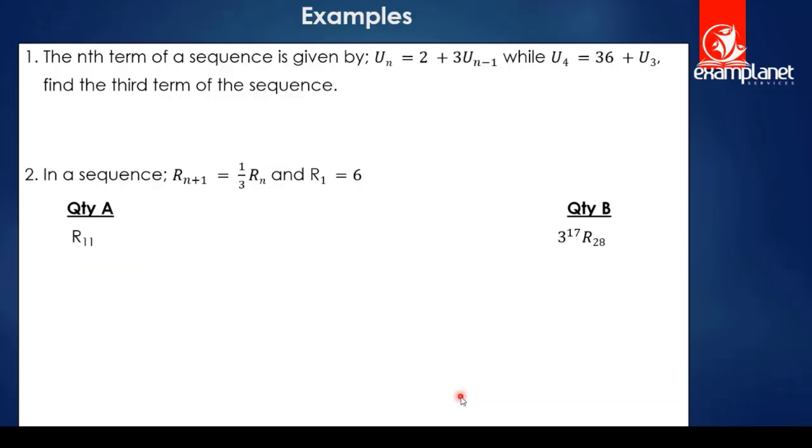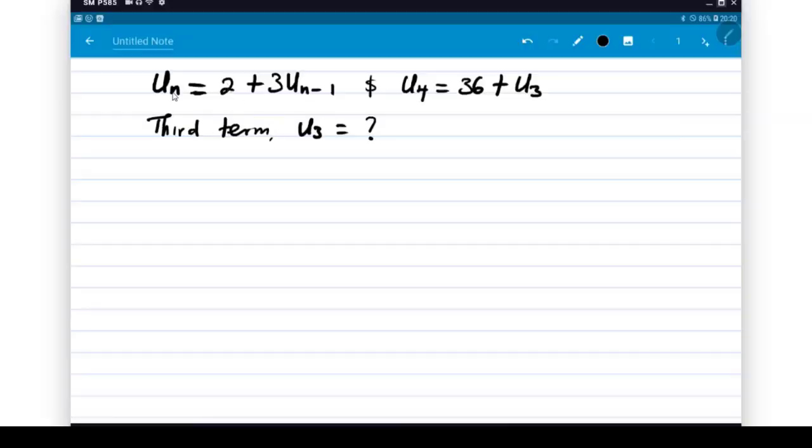Okay, now let's look at these two past exam questions. Number one says the nth term of a sequence is given by Un is equal to 2 plus 3 Un minus 1, while U4 is equal to 36 plus U3. Find the third term of the sequence. Now looking at this question, you will see, just like I explained the other time, that this cannot give us a common difference or common ratio because there's a number at the back of this. So in that case, we have to use the definition of the sequence itself.